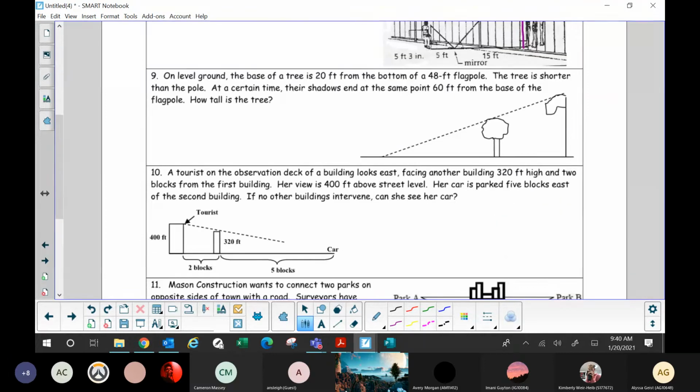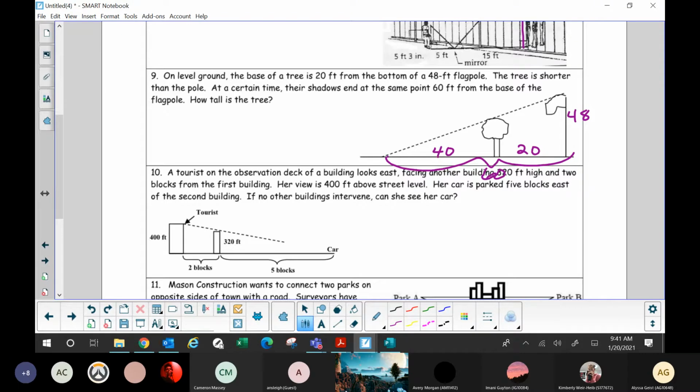Okay, number 9. On ground level, the base of a tree is 20 feet from the bottom of a 48-foot flagpole. So this is 20 feet from the tree to the bottom of the flagpole. And the flagpole is 48 feet tall, and the tree is shorter than the pole. At a certain time, their shadows end at the same point, 60 feet from the base of the flagpole. So that means this entire distance is 60. If that's 60, this piece has to be 40.